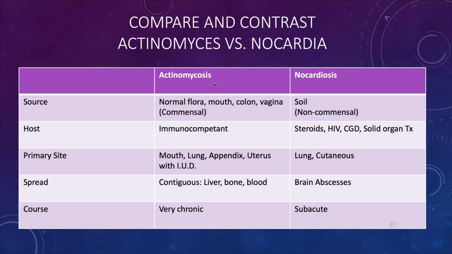Nocardiosis predominantly spreads to the brain, but can spread to other areas. Actinomyces prefers contiguous spread because it crosses tissue planes. And actinomycosis can have a very chronic and prolonged course, whereas Nocardia tends to present not acutely, but more subacute.